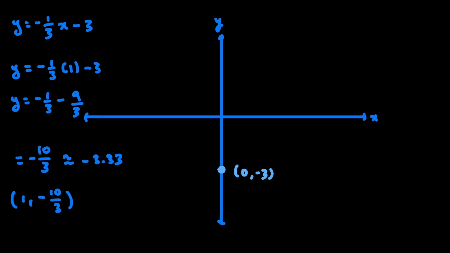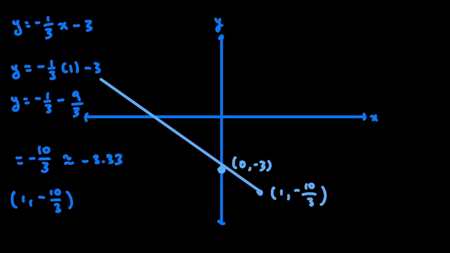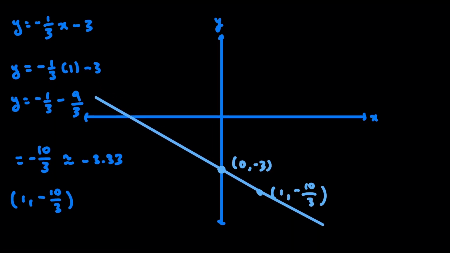So that's it. Let's plot that point as well. That point would be somewhere roughly over here. Again, it's not to scale, so be mindful of that when I'm drawing. So this point here is just 1, minus 10 over 3. And that's it. Now that I have these 2 points over here, I can just connect them up with a straight line that passes through both the points. And there we go. That's how I would draw this line, given the equation.